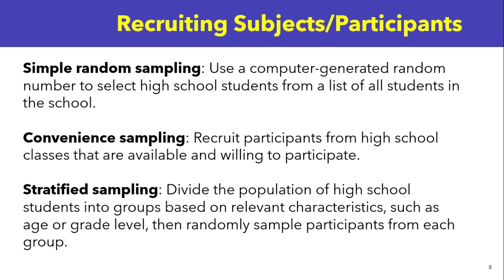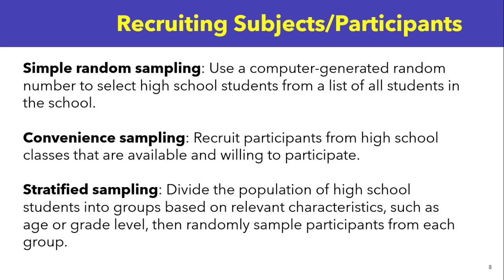And lastly, although marami pa pong ways kung paano tayo mag-recruit ng subjects or participants, and these are just examples. So, stratified sampling method naman is to divide the population of high school students, for example, into groups based on relevant characteristics such as age or grade level, then randomly sample participants from each group. So, paraan naman kung paano ito gamitin.